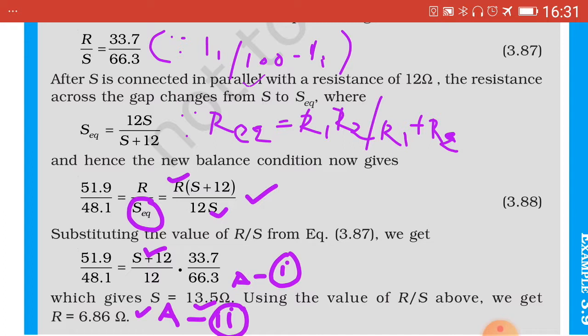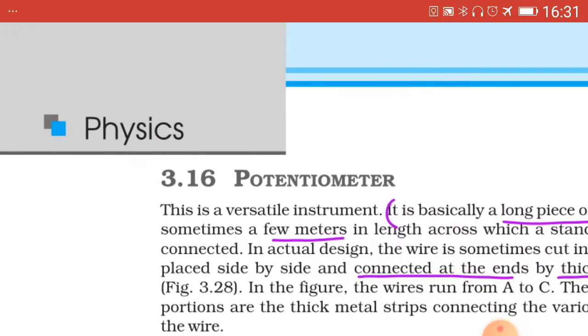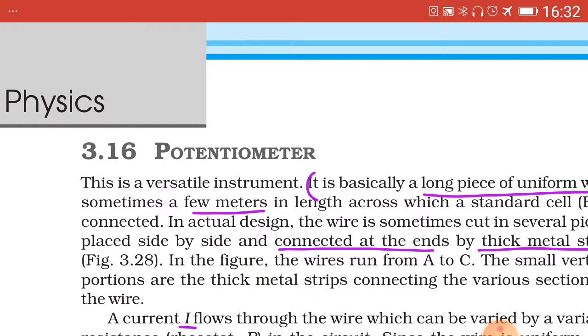So here two answers, R and S. S equal to 13.5 ohms, first answer, and R equal to 6.86 ohms, second answer. Now next topic, and the last one for today, that is potentiometer.